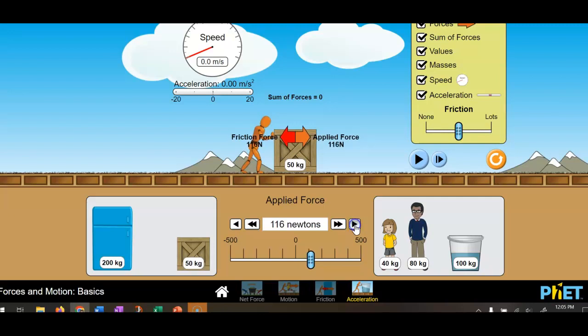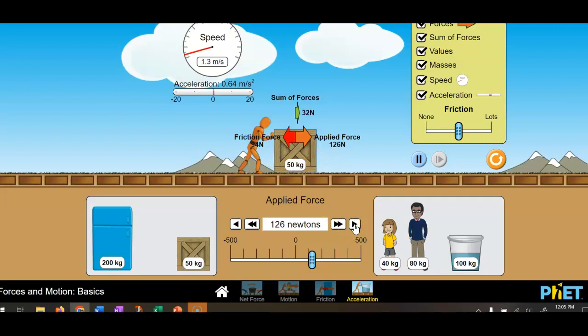Okay, so I'm going to go up faster. Here we are, 120, 121, 122. It's still not moving, right? The crate is not moving. 124, 125. Okay, here's going to be 126. And watch carefully. Right now, I've got 125 newtons, both of applied force and friction force.